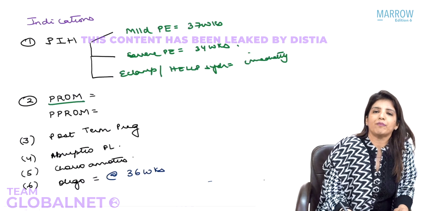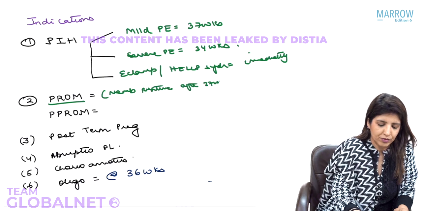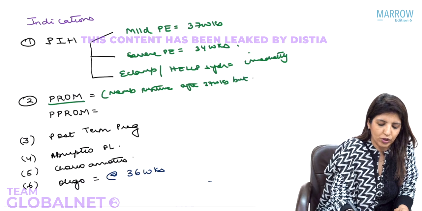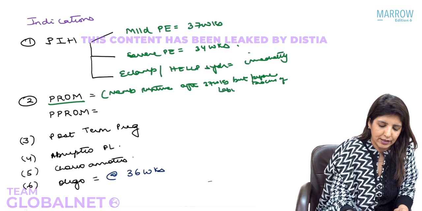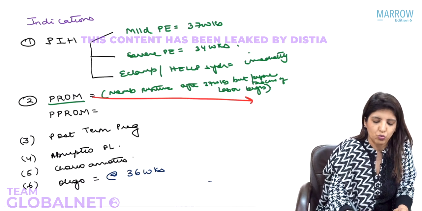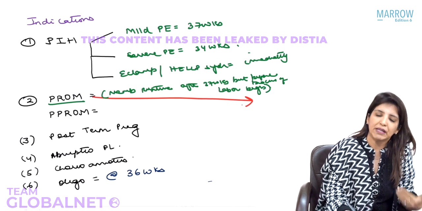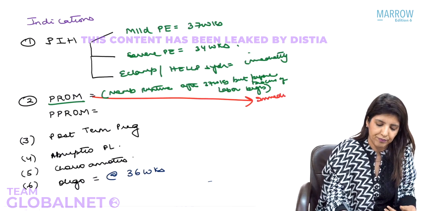What is premature rupture of membranes? Premature rupture of membranes is when membranes rupture after 37 weeks, but before the process of labor begins. Before the process of labor begins. That is what is premature rupture of membranes. Now, in premature rupture of membranes, when do you induce labor? In premature rupture of membranes, you induce labor immediately.